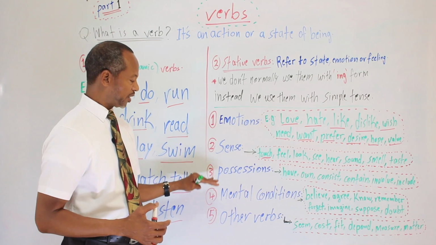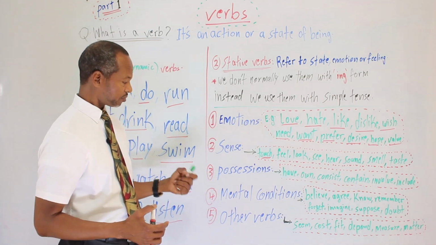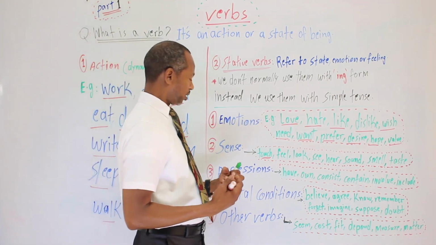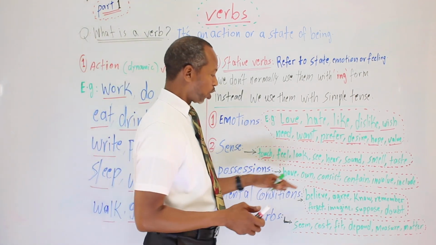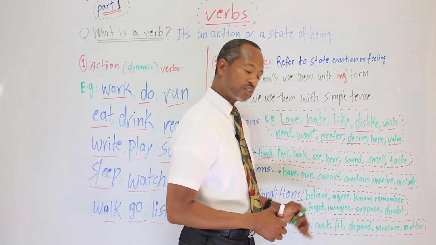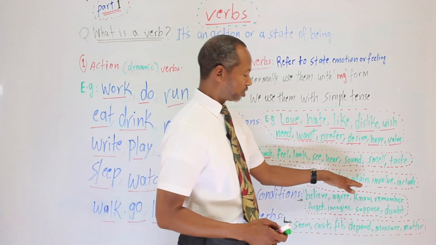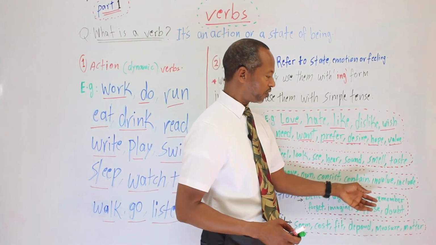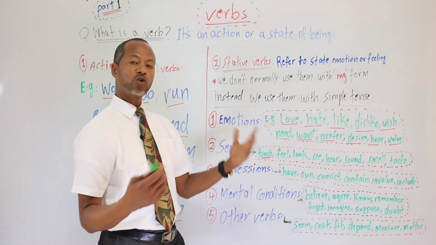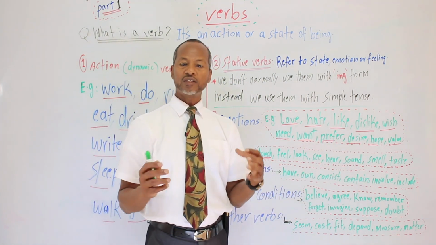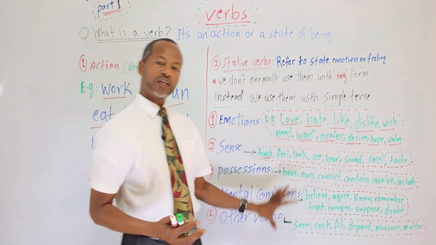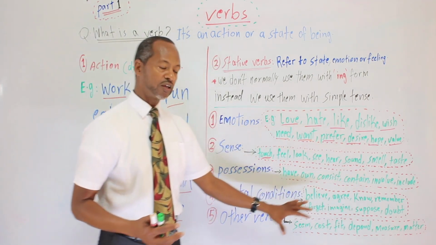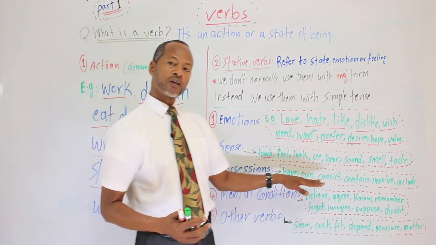When you go to the next section, we have possession verbs, okay? So we have own, consist, okay? Contain, involve, include. There are so many other verbs that I did not include, they're not on this list, okay? So these are also what we call stative verbs.